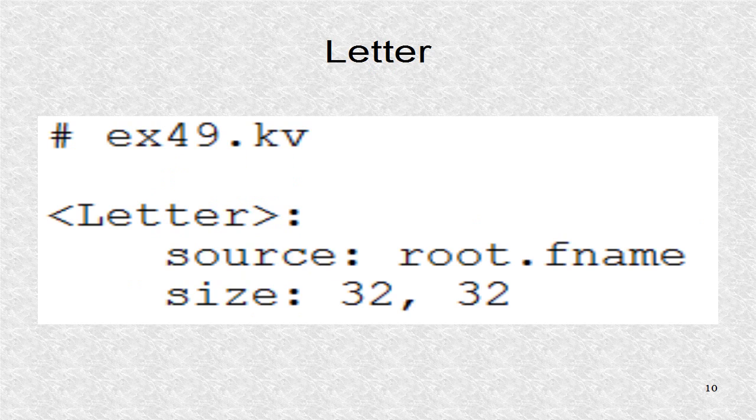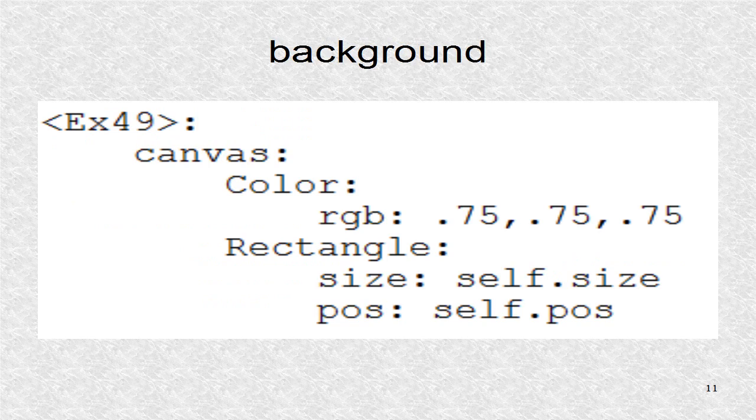10. In the Kivy file, each Letter source is set to the image string property. Also, the size is set to 32 by 32. Since the image is 64 by 64, it is scaled by 50%. 11. Finally, we set a gray background color.